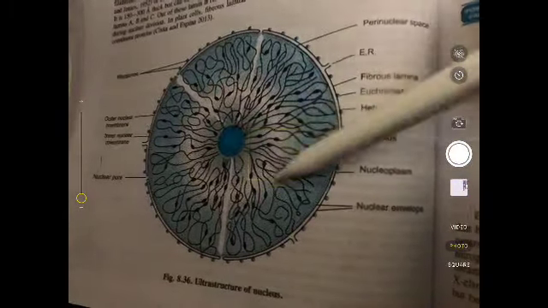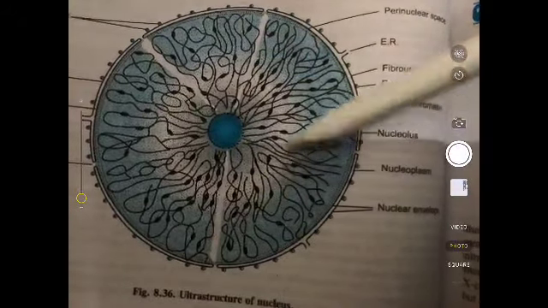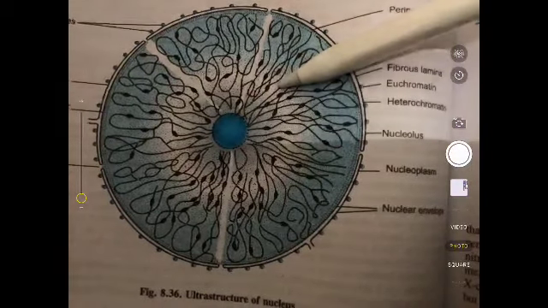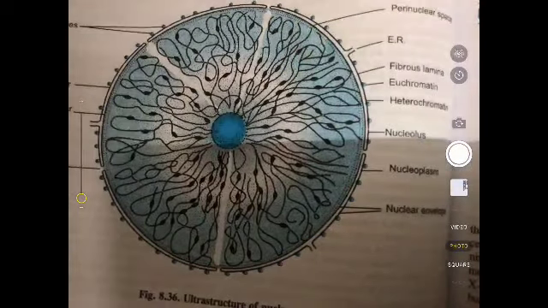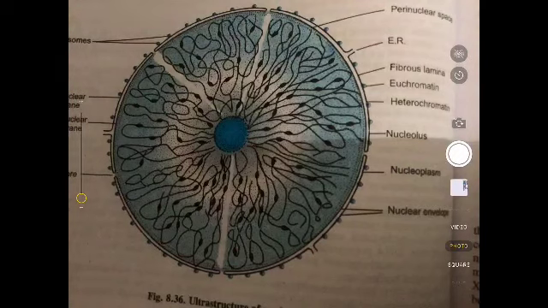This thread-like structure is called chromatin material, which is embedded inside the nucleus, and we are going to discuss in detail what this chromatin material is and what it will form. So students, let's start with the chromatin material. I want to tell you what chromatin material means.